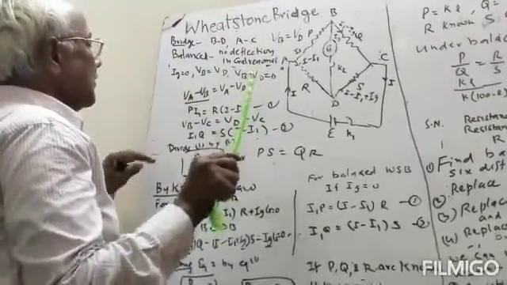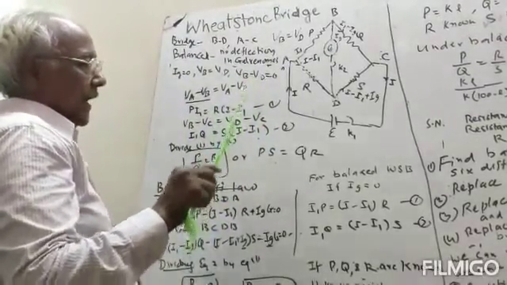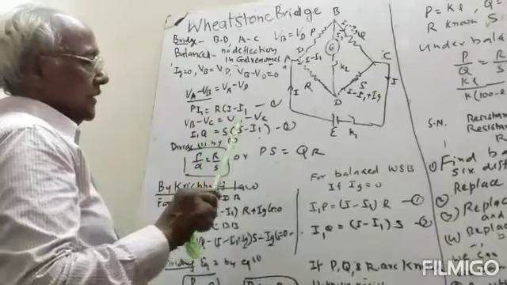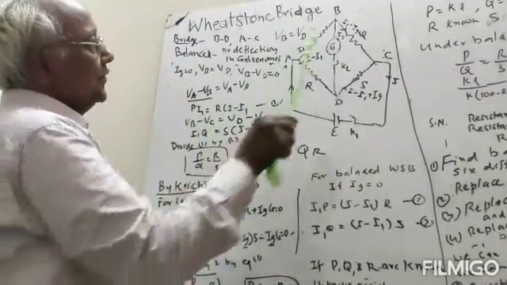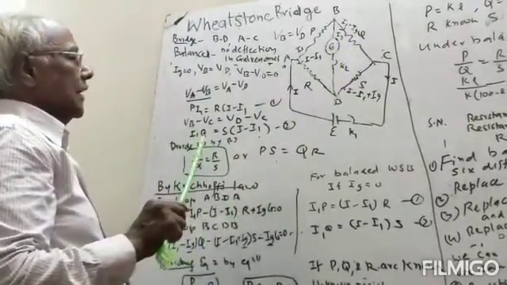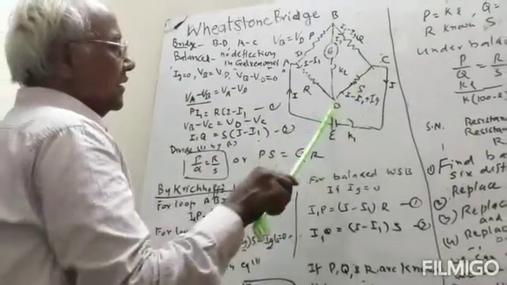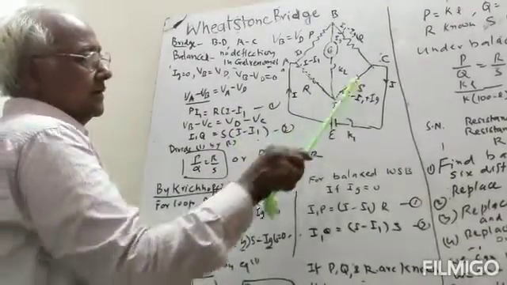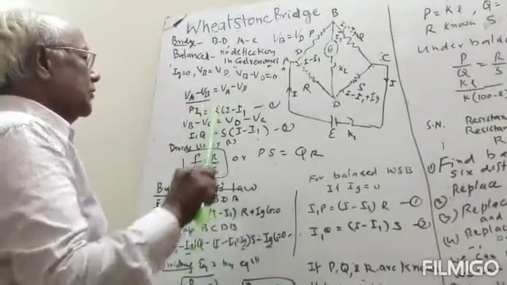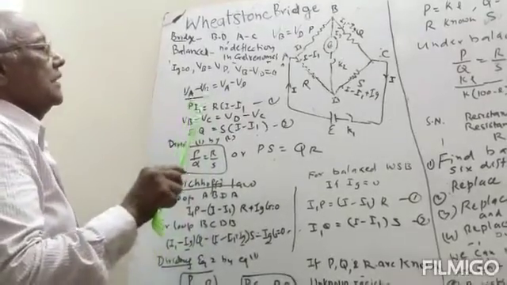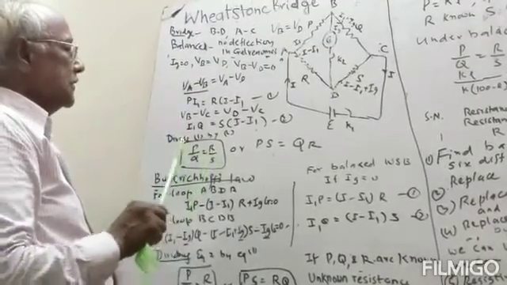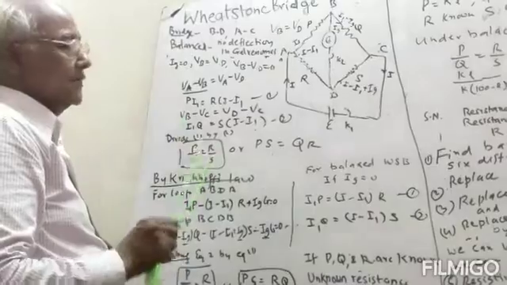Now for the second equation, we take VB is equal to VD, and we subtract VC from both sides. So VB minus VC will be equal to current multiplied by resistance. Current is I1 and resistance is Q. Here the current is I minus I1, and S is the resistance. So if we divide these two, I1 and I minus I1 will cancel. So P by Q will be equal to R by S. So this is the condition for the balanced Wheatstone bridge.